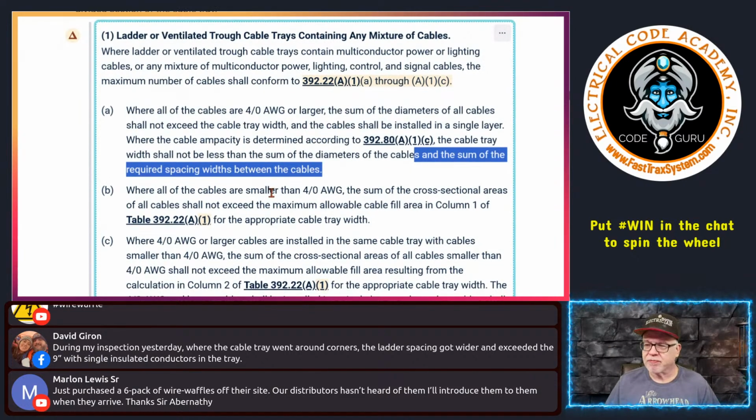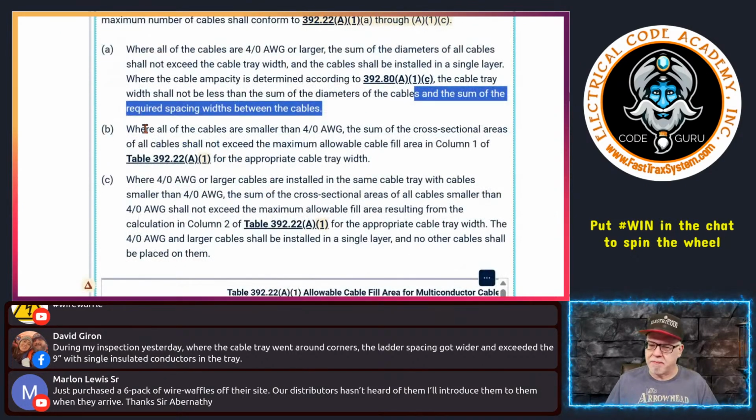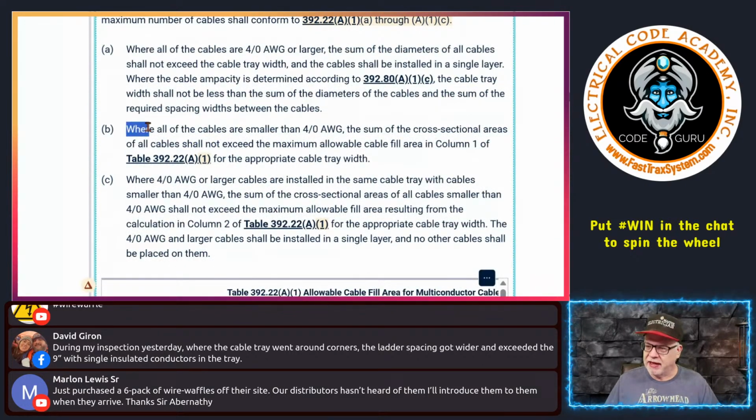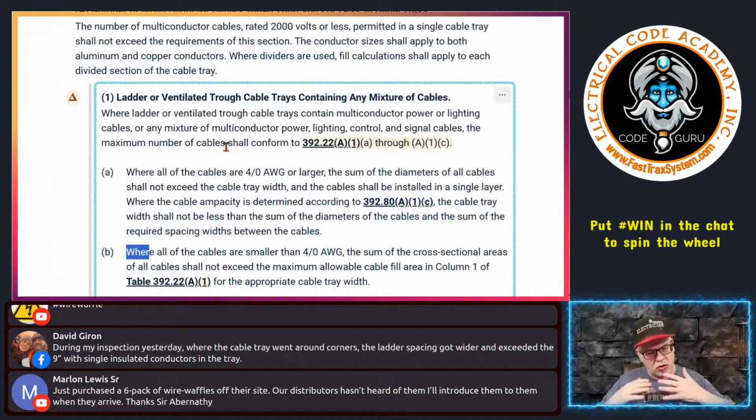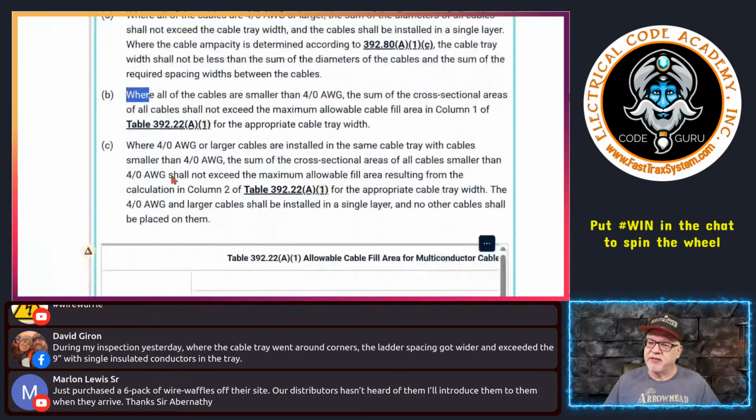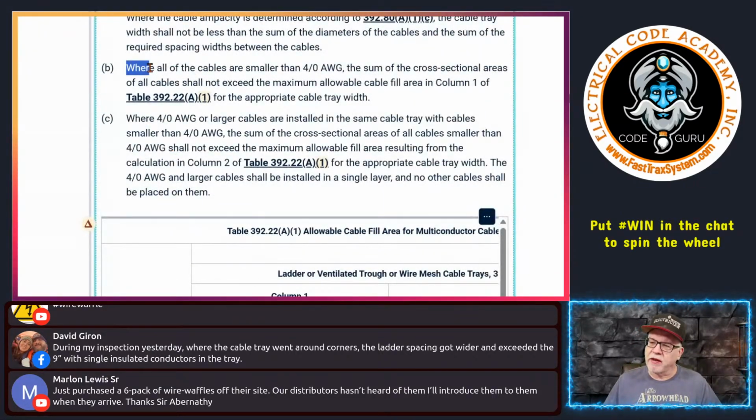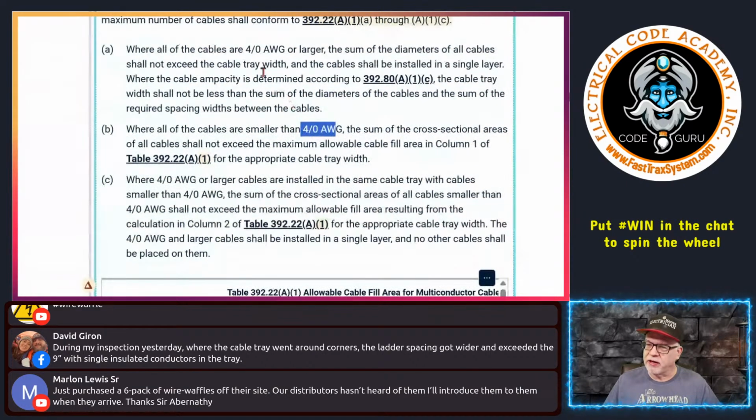Okay. The next one, we'll look at B. Here's B. And it says, again, all we're talking about is tray sizes. B says, where all of the cables are smaller than 4/0. Okay, so here it was 4/0 and larger, so smaller than 4/0.